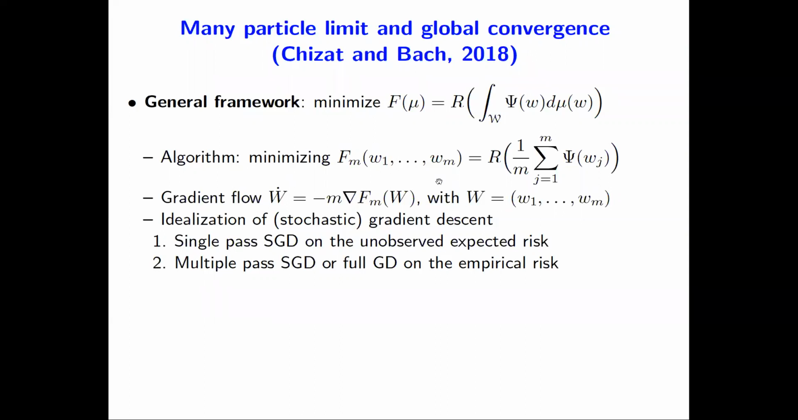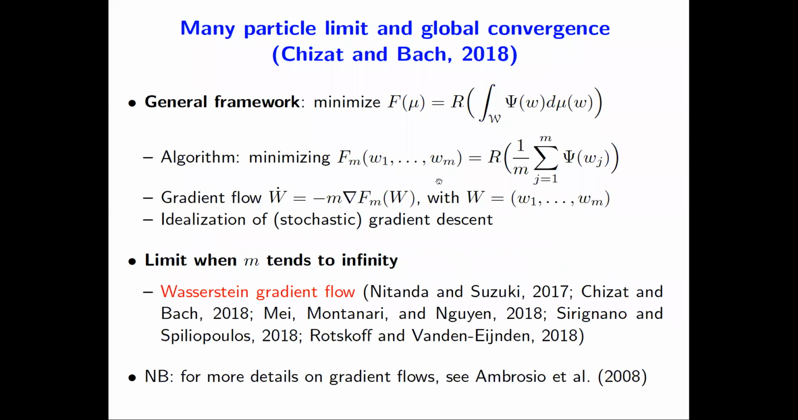I have some gradient flow, and I want to show that it's converging. So what is the limit when m tends to infinity? It has a name. I don't want to spend too much time on it, since this would take a full seminar. It does converge to what is called a Wasserstein gradient flow, a gradient flow with the Wasserstein distance as the metric used to define it. There are several works doing a similar thing. This started with Nitanda and Suzuki in 2017, then Lenaic and me, and also Andrea Montanari and colleagues, as well as teams from NYU.